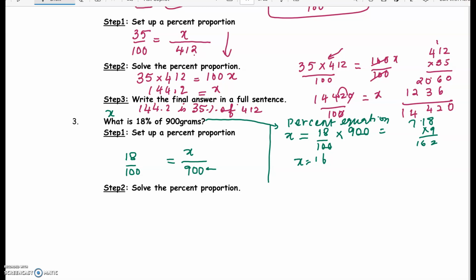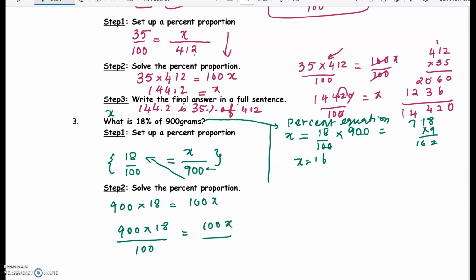What is a percent proportion? The percent on the left and the other fraction on the right, and we solve it by cross multiplication. So we have 900 times 18 is equal to 100 times X. We divide both sides by 100 to solve for X, just like we did with all the other equations. We have to solve for X, which means get X by itself. And once we cancel the zeros, 9 times 18 we've already calculated is 162, equals X.